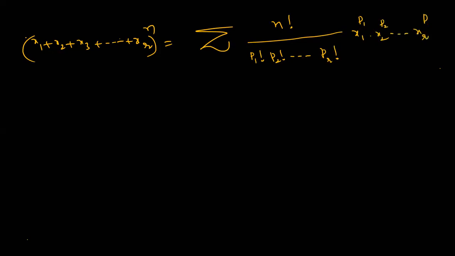xr power pr. So what do you mean here? p1 plus p2 plus and so on, here should be n. And how are these values? That is the meaning. Clear? Now, sir, what is the concept? Number of terms after expanding, how many terms are possible? That's the question.